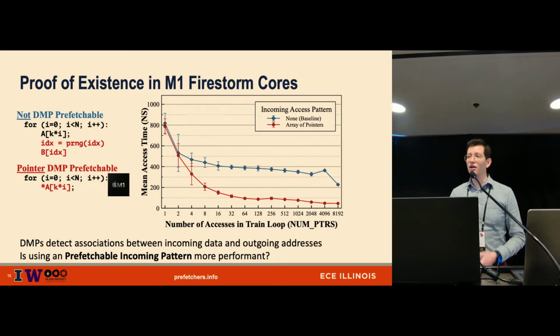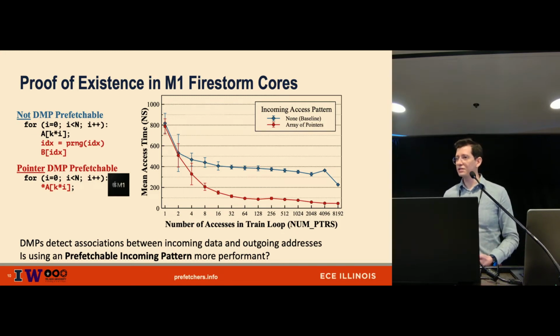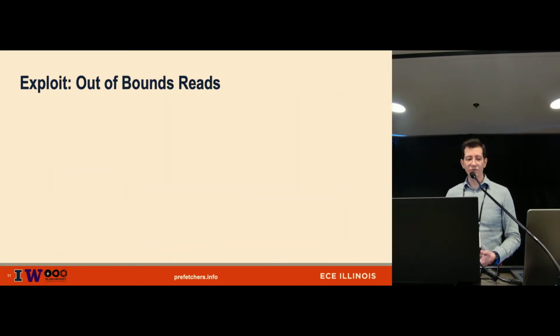Similarly, we tried other DMP-friendly access patterns and found that they do not derive speed up. Finally, we performed multiple tests and took measures to ensure that this behavior is the effect of a DMP and not another optimization, like, say, speculative execution. There's a lot of reverse engineering details that go into this. Unfortunately, I'm going to have to omit them for time, but they are in the paper, and I encourage you to take a look. So let's discuss how we can exploit this DMP.